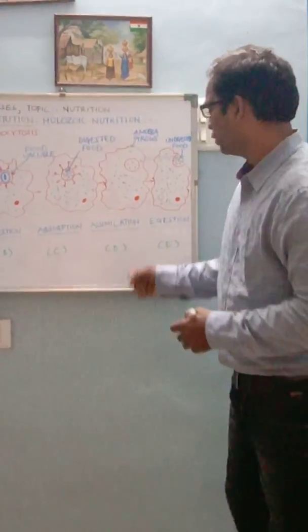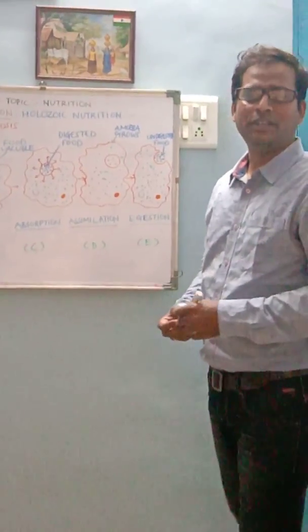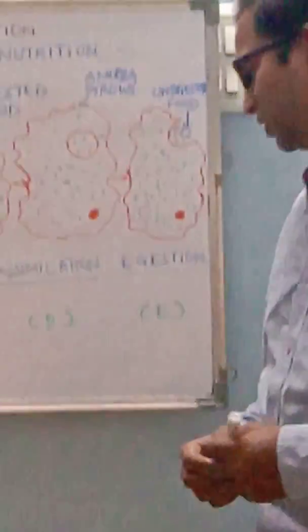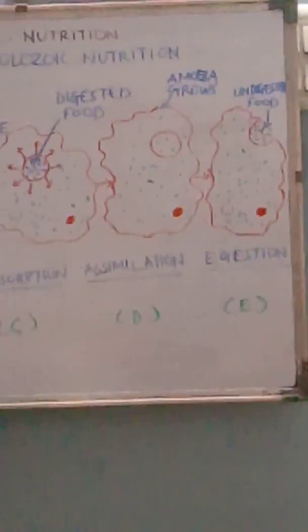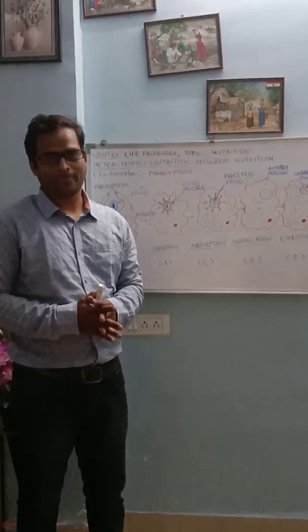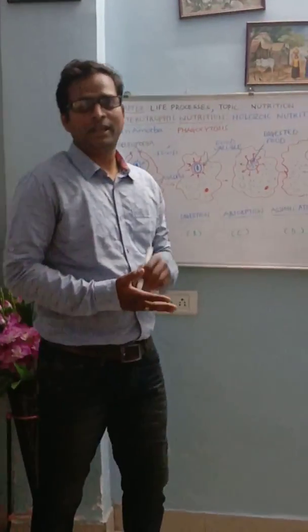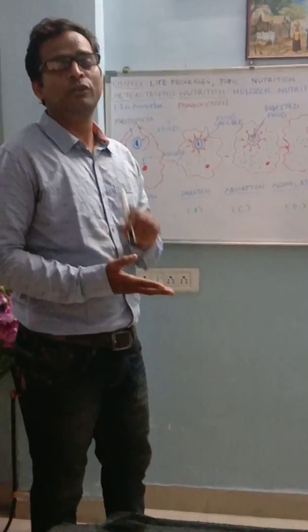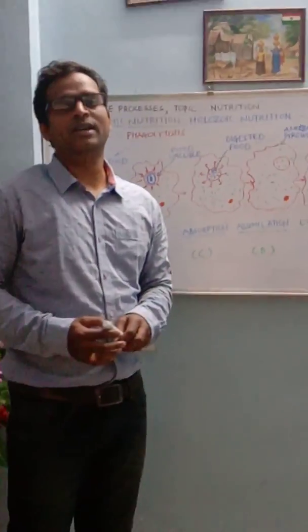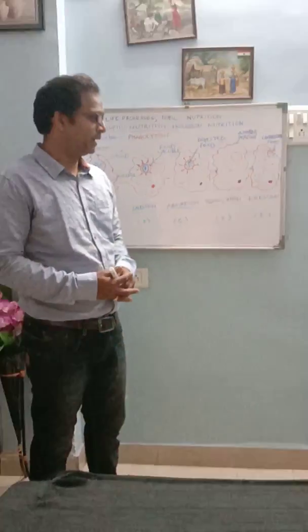Now let's continue. So I hope you understood the meaning of the word assimilation. And now comes the last step of this holozoic nutrition. We call it as egestion. So what is the meaning of the word egestion? Egestion is nothing but the process of removal of undigested food from the body. I repeat, the process of removal of undigested food from the body is called as egestion. Now when it comes to us, that undigested food is nothing but feces, fecal matter.